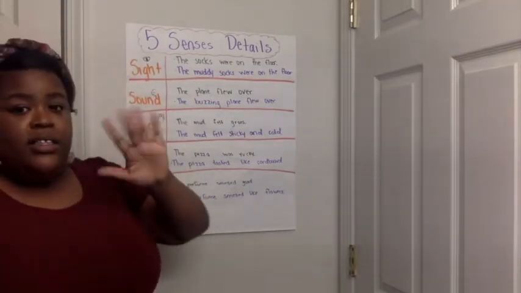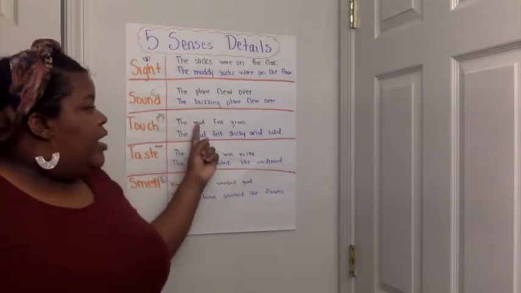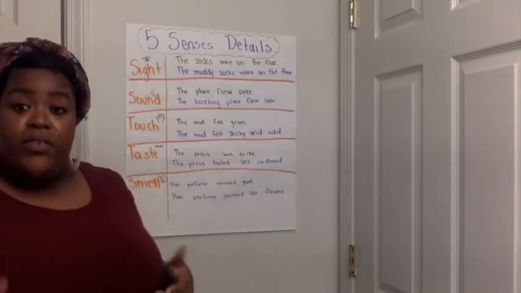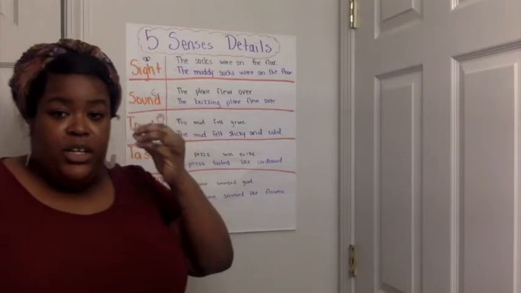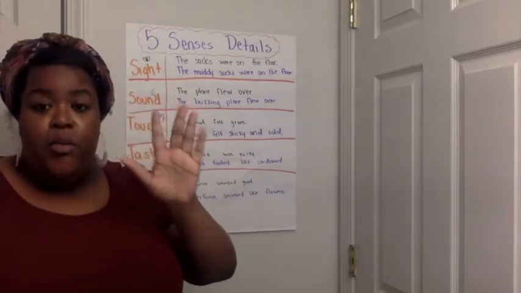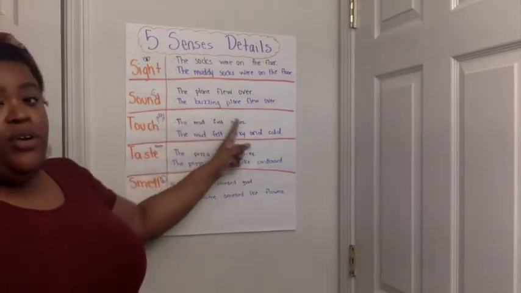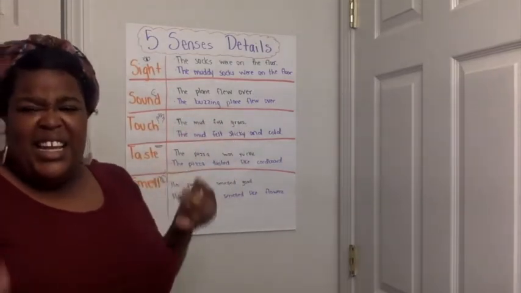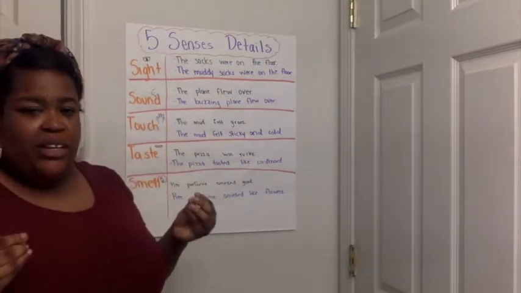Next one, touch, sense of touch. In the first sentence they wrote, the mud felt gross. Pretty good, but as a good writer, they can add more so that the reader can really imagine it. So let's see what they wrote when they added in more details using touch. Instead of just saying the mud felt gross, they said the mud felt sticky and cold. So now the reader can imagine that sticky, sticky mud.